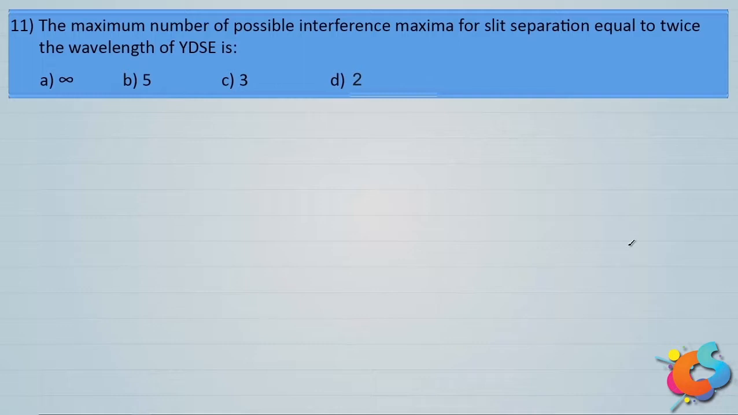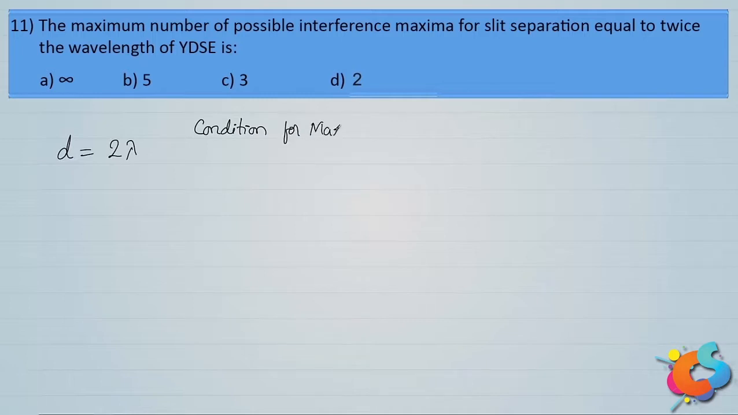So the condition given here is the slit separation, that is small d, is equal to twice the wavelength, 2 lambda. And now we are supposed to find out the maximum number of the possible maxima. Maxima means the bright fringes. So how many such bright fringes are possible when the slit separation is equal to 2 lambda? That's the question asked. So in order to solve this, we need to consider the condition for a bright fringe.